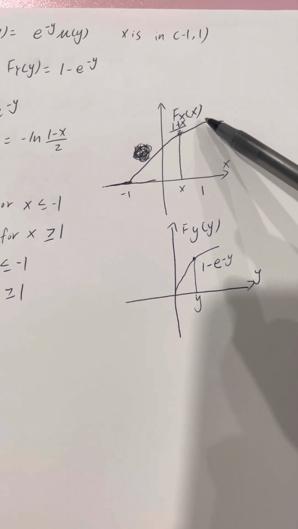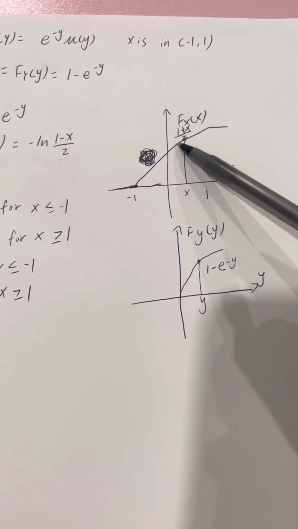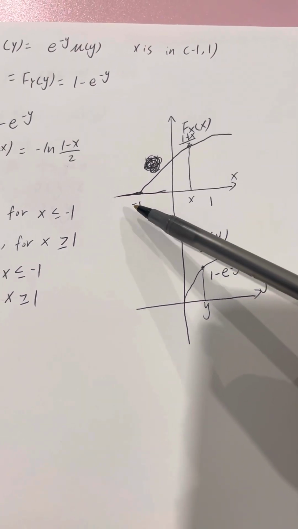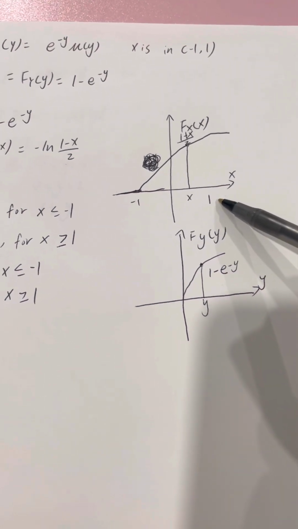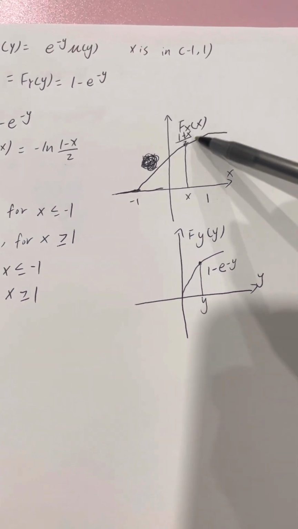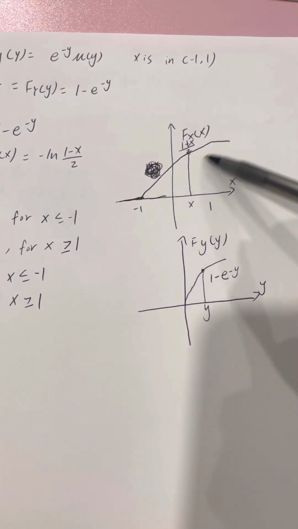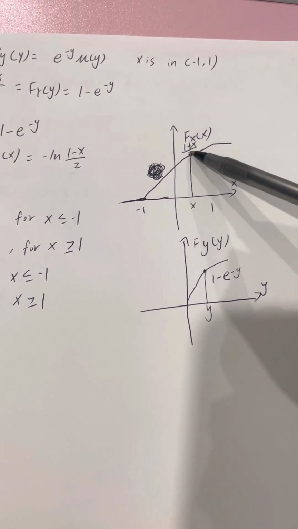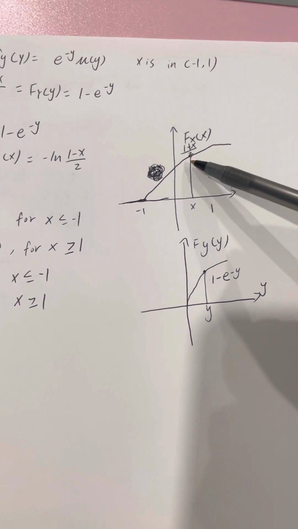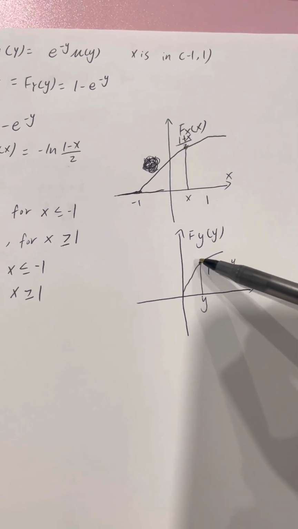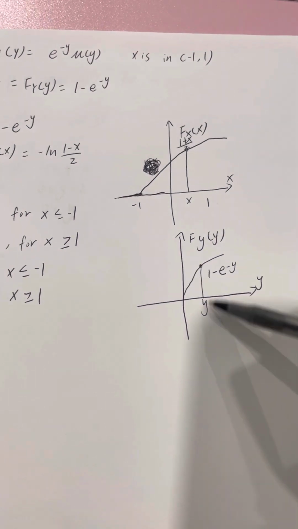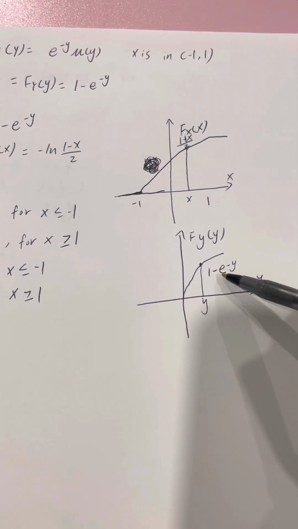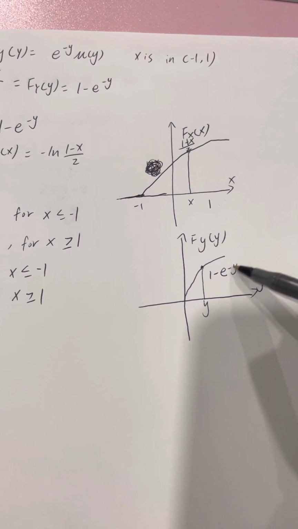So in the graph of the F_X(x) on the interval negative 1 and 1, you find that the graph should be like this, and there's a point when x equals 1 plus x over 2, it's equal to the F_Y(y) when y is equal to 1 minus e to the negative y power.